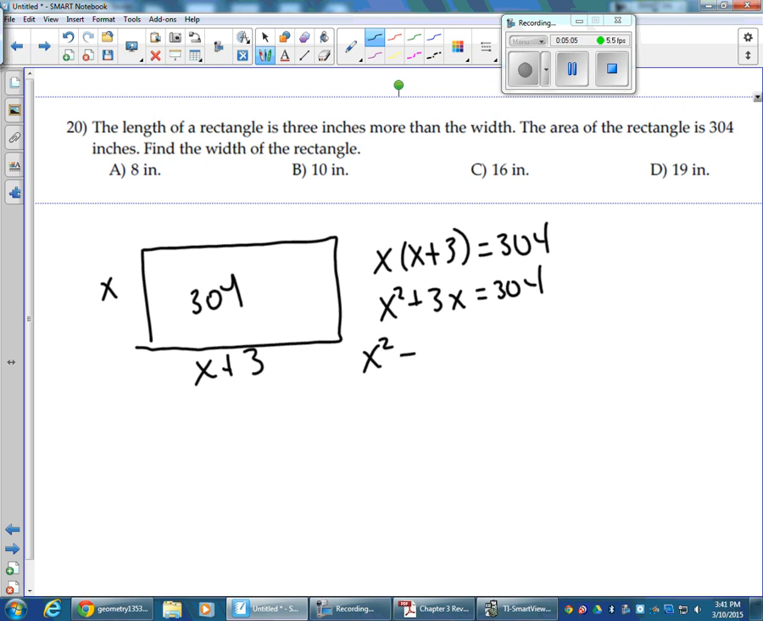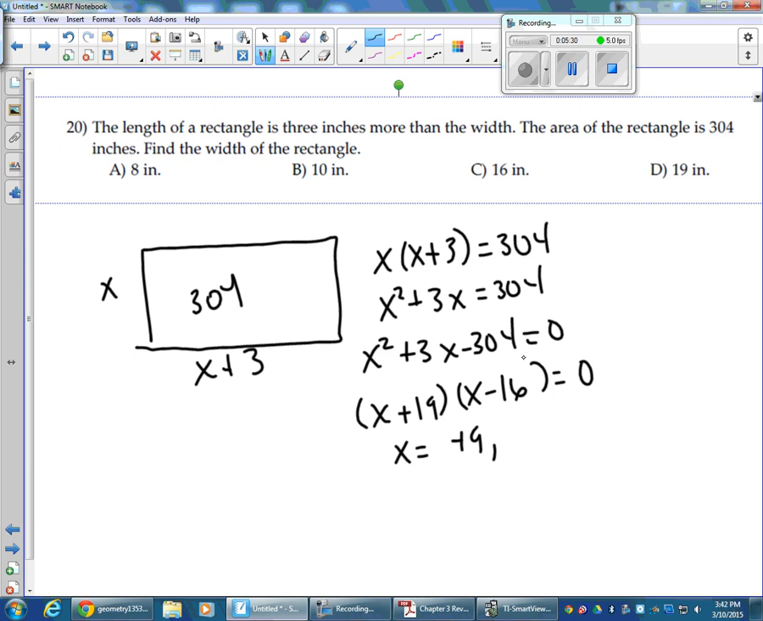I'm going to set it equal to 0 and see if I can factor this. I need two numbers that multiply to give me 304 and add up to a positive 3. And I can get x plus 19 and x minus 16. 16 times 19 is 304. So my answers for values of x that will work for this equation are negative 19 and positive 16.